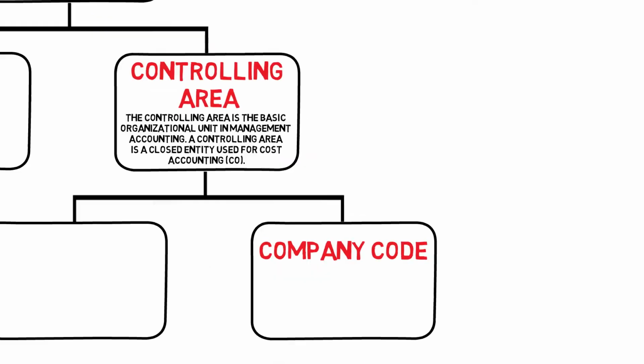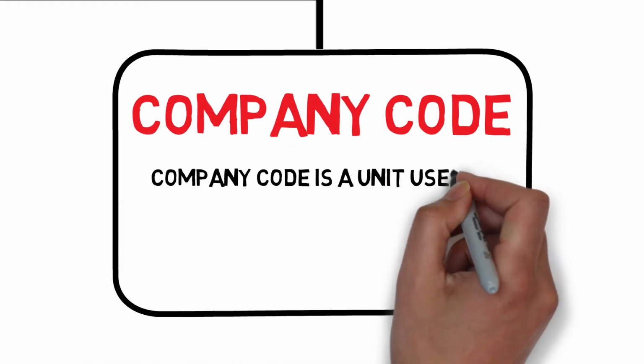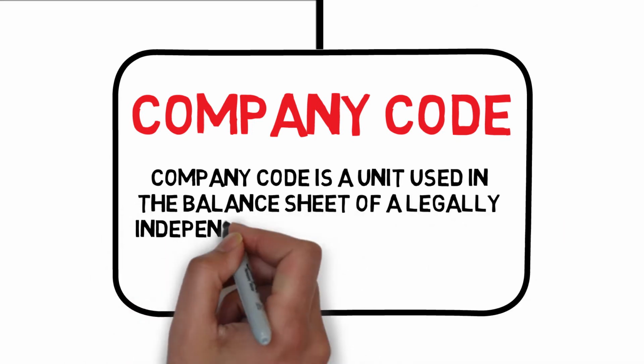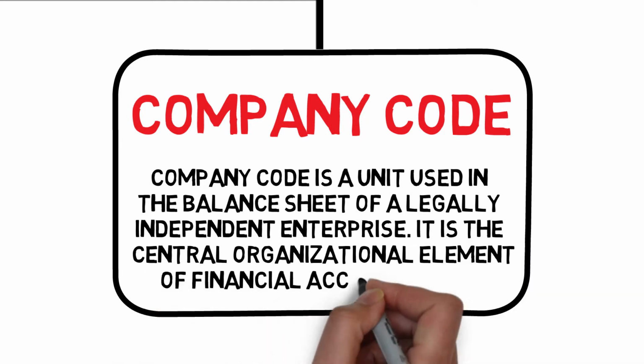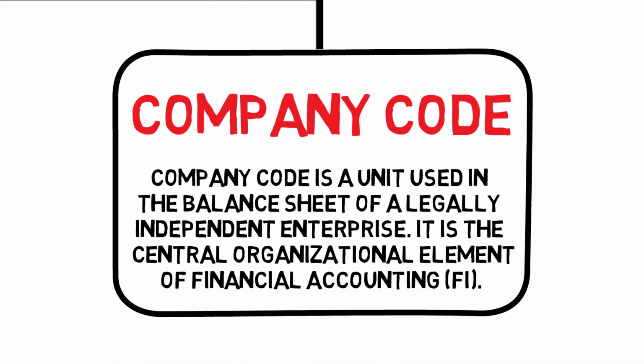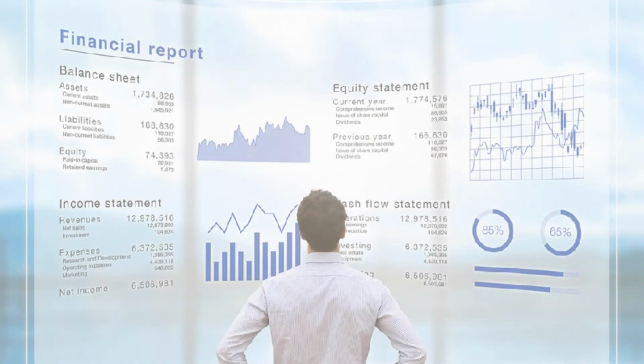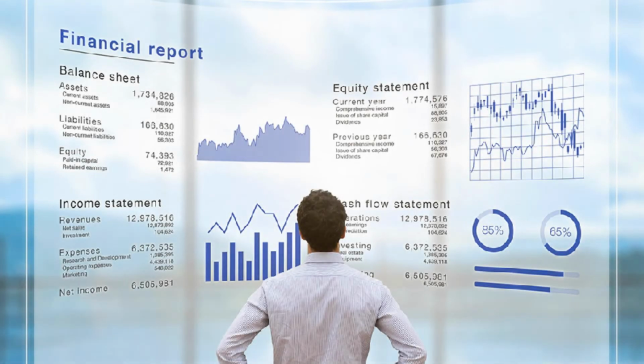Company code. Company code is a unit used in the balance sheet of a legally independent enterprise. It is the central organizational element of financial accounting, FI. Company code is the smallest organizational unit of external accounting for which a complete, self-contained set of accounts can be created. This includes the entry of all transactions that must be posted and the creation of all items for legal individual financial statements, such as the balance sheet and the profit and loss statement.